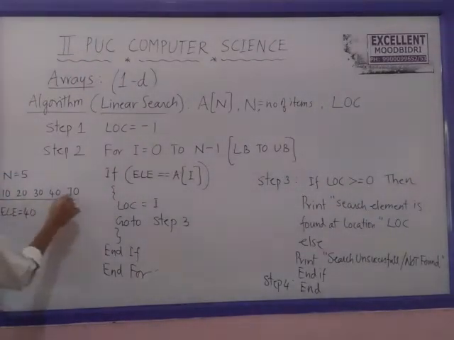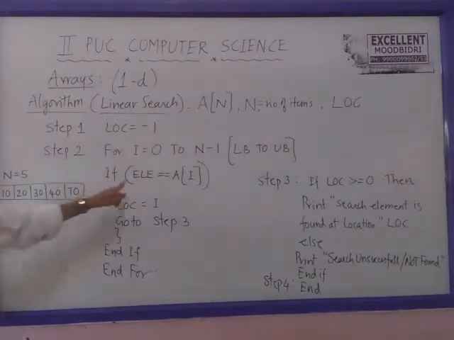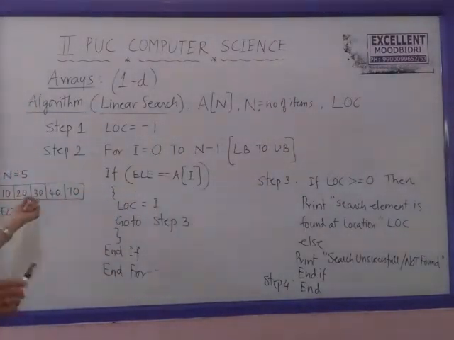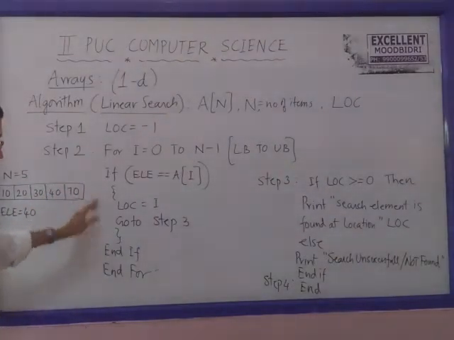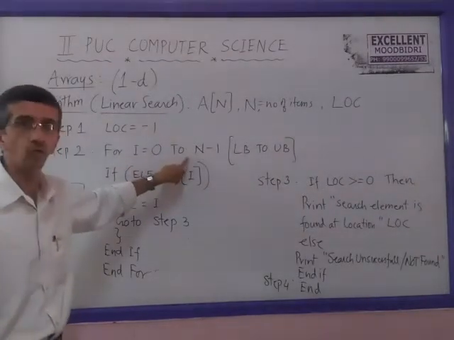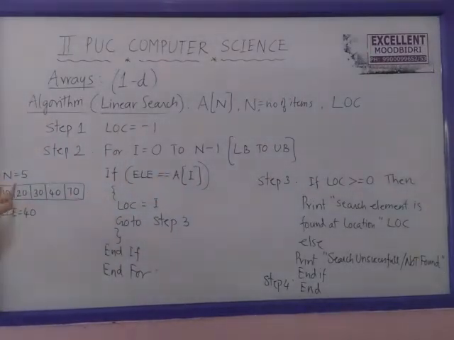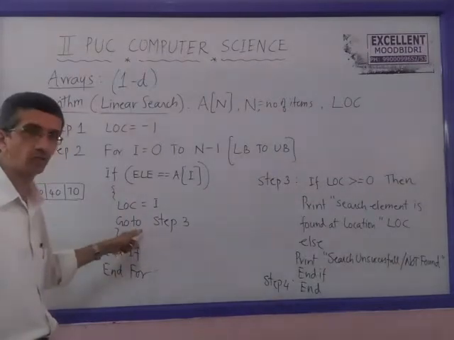Item is 10. First item is 10. Whether element 40 is equal to A of I is 10. No, false. So this is not executed. End of if and end of for to the next value of I becomes 1. Element is equal to A of 1. A of 1 is 20. There also the condition becomes false and these are not executed.